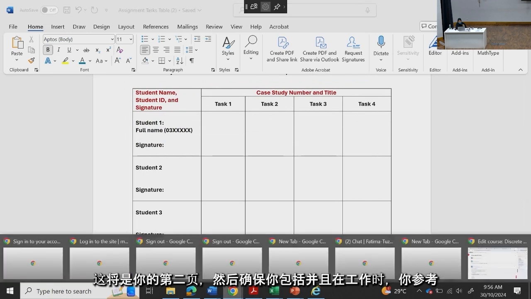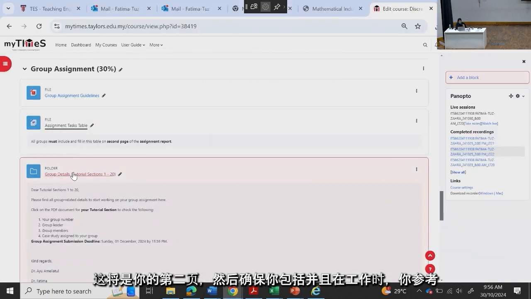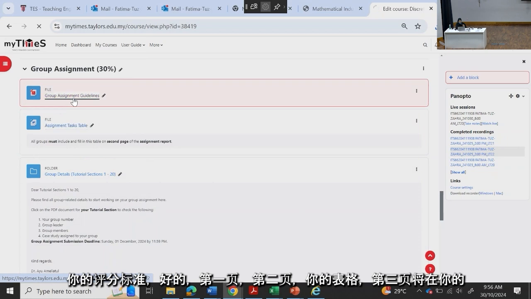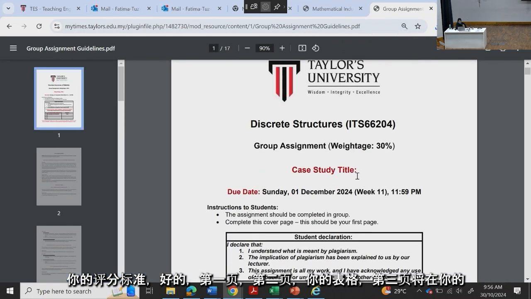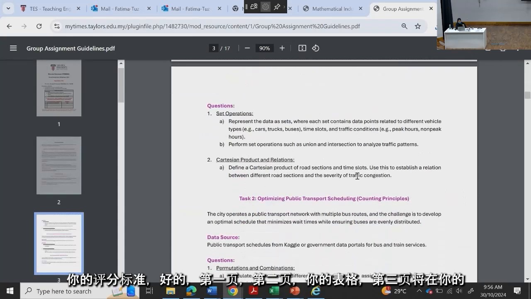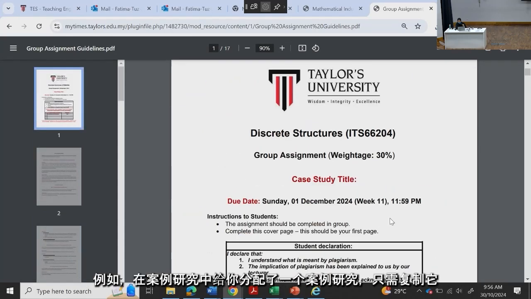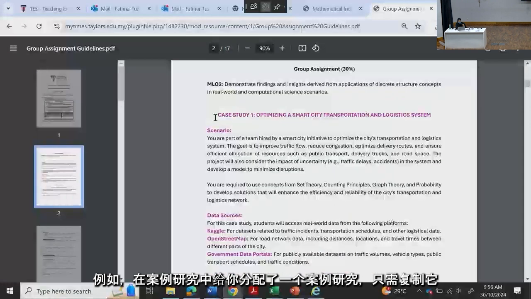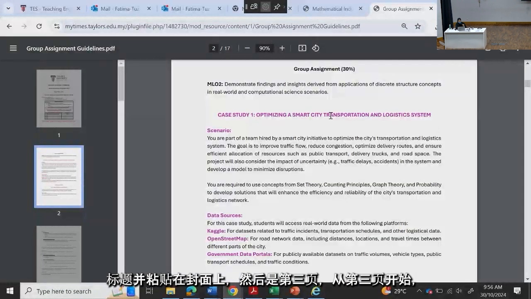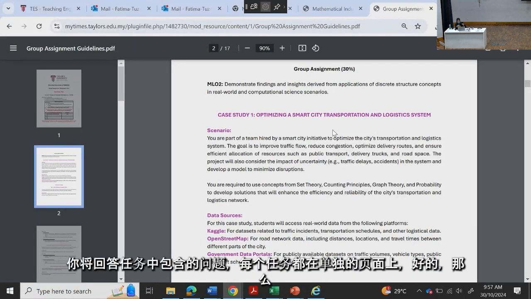Then make sure that you include, and also while working you refer to, your marking rubric. First page, second page your table, and for the third page, in your first page you have to copy paste the title of whatever case study you are given. All that is given to you in the case studies. For example, if you are assigned case study 1, just copy this title and paste it in your cover page. Then starting from the third page, you will answer the questions included in your tasks. Each task on a separate page.